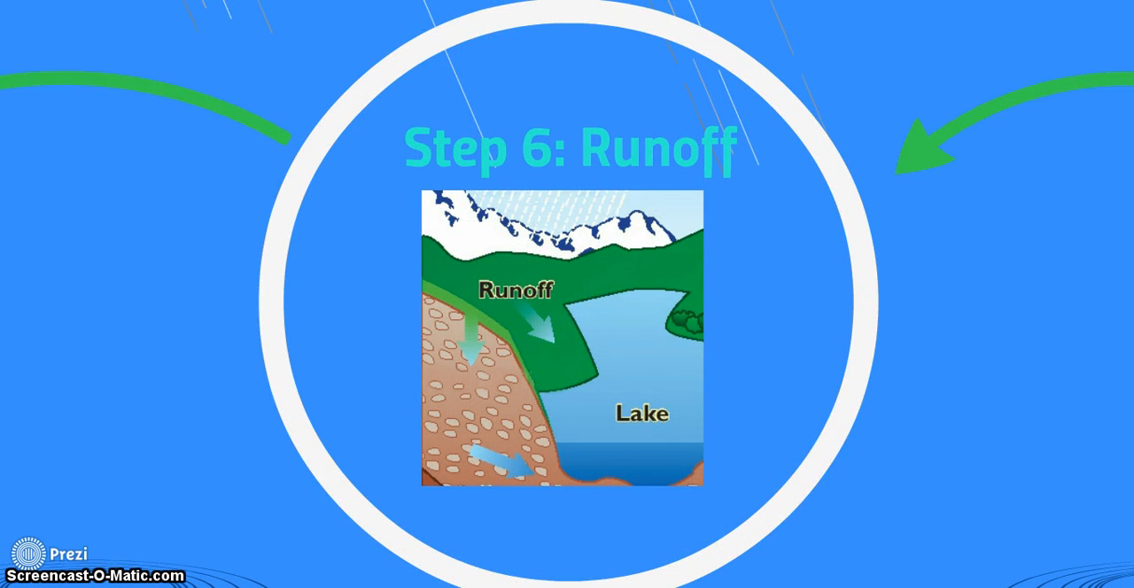Step 6. Runoff. As the water pours down in whatever form, or as snow melts, it leads to runoff. Runoff is the process where water runs over the surfaces of earth and displaces or moves soil and minerals. Runoff combines to form channels and then rivers and ends up into lakes, seas, and oceans.